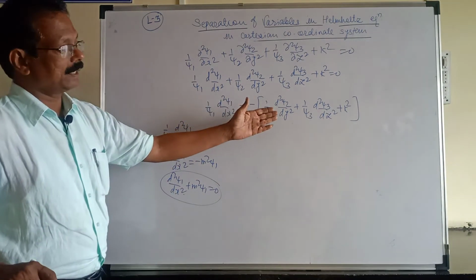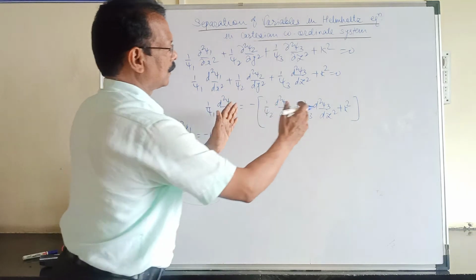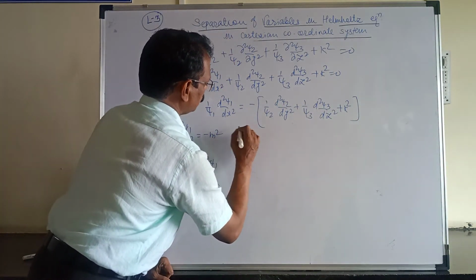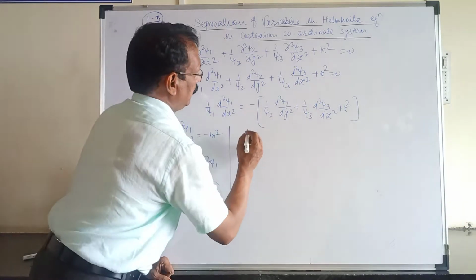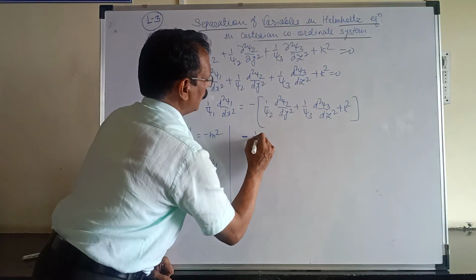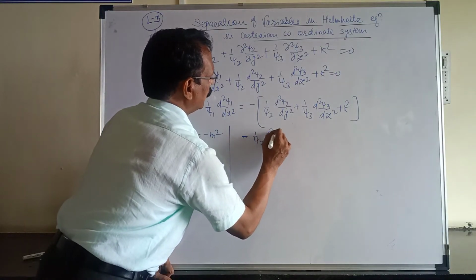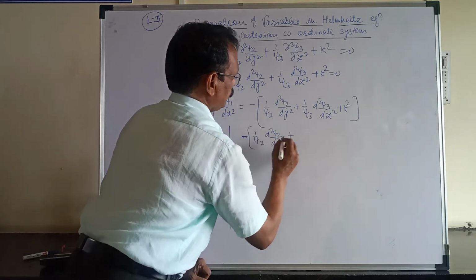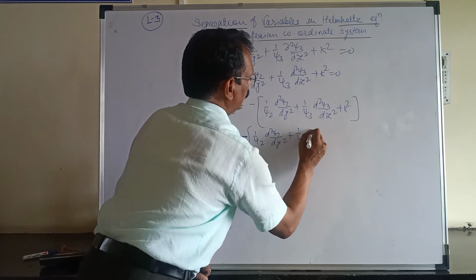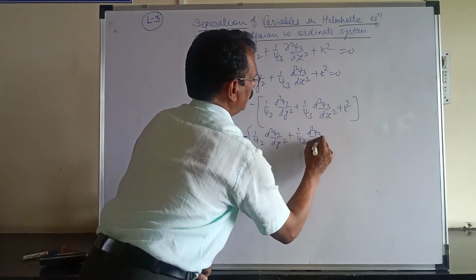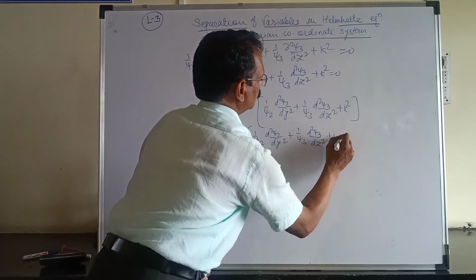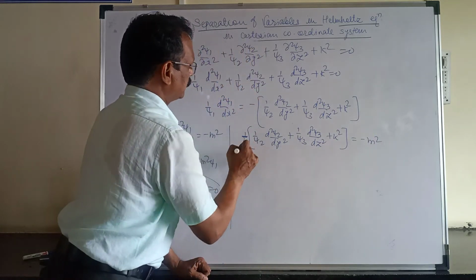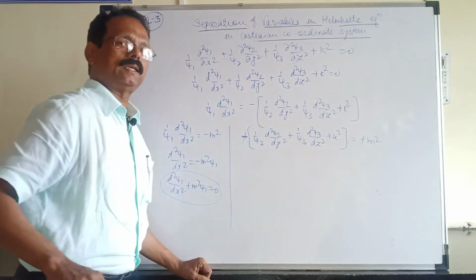Now here we have to take the right hand side. This term is also equal to some constant, say -m² here. So it is -(1/ψ2)(d²ψ2/dy²) + (1/ψ3)(d²ψ3/dz²) + k² = -m². This -m² gets cancelled with this -m² here. So this is the equation here.